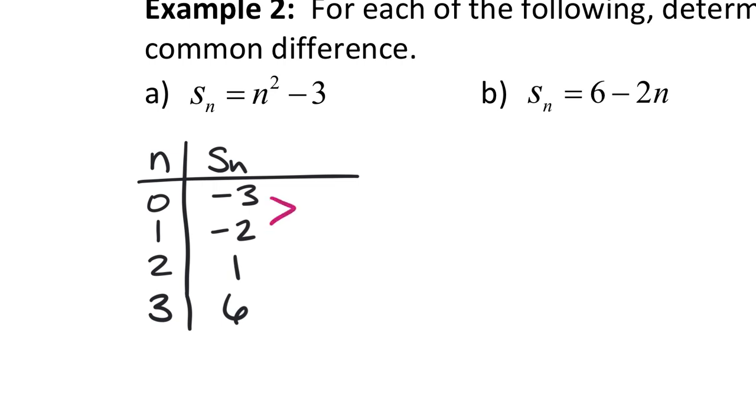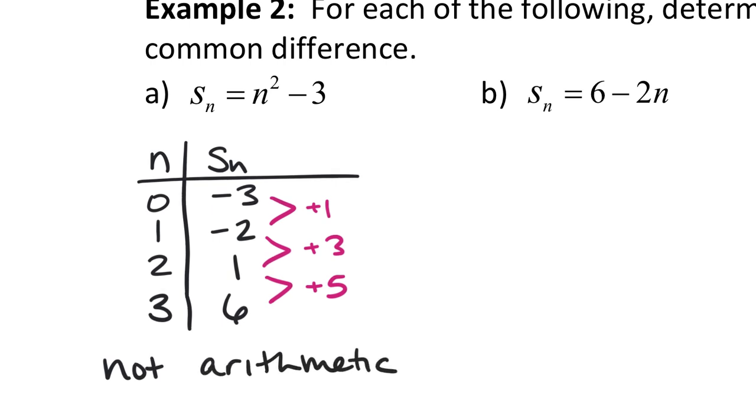How do you go from -3 to -2? How about from -2 to 1? 2? Plus 3, and then from 1 to 6. Is this an arithmetic sequence? No. So we would just say not arithmetic. That's what we're checking today. Because arithmetic sequences have a common difference.